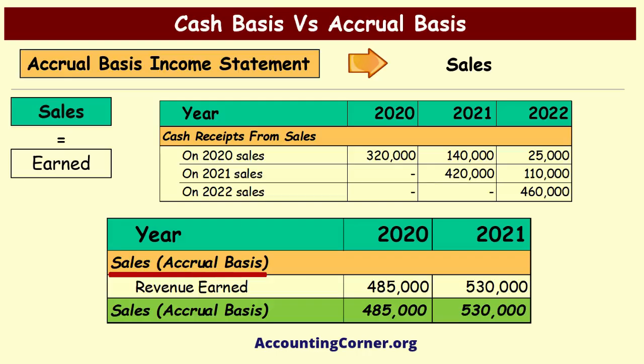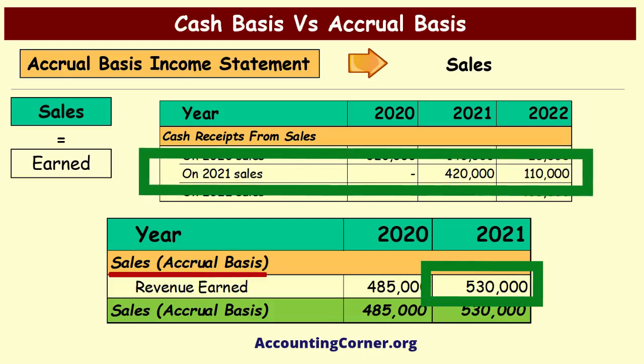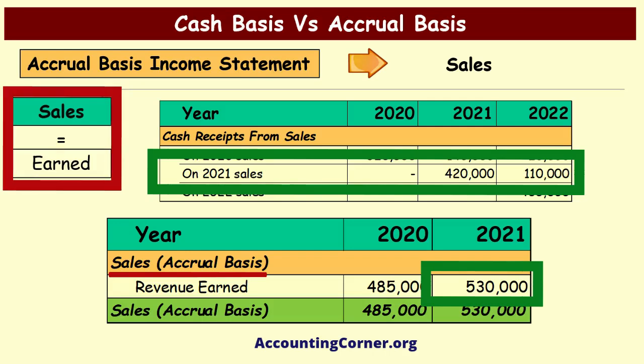In 2021, the company earned $530,000. This amount includes all sales related to the year 2021 from the cash inflows table. Cash receipt moment does not matter here. These amounts are based on the timing of the actual sales, not on the cash collections. This approach ensures that revenues are matched to the correct accounting period, giving a more accurate picture of the company's performance.